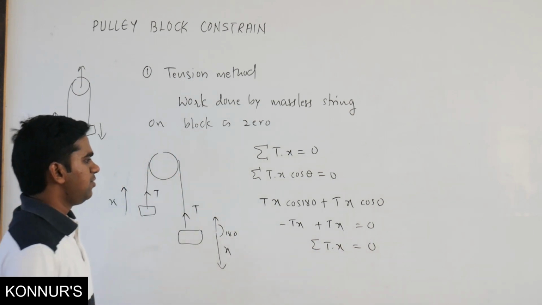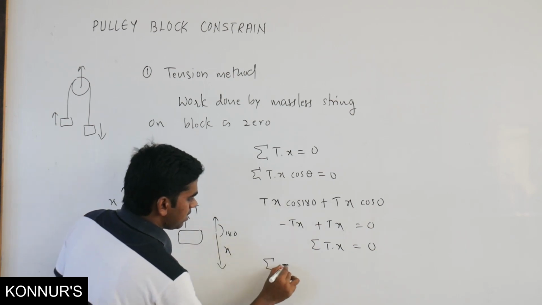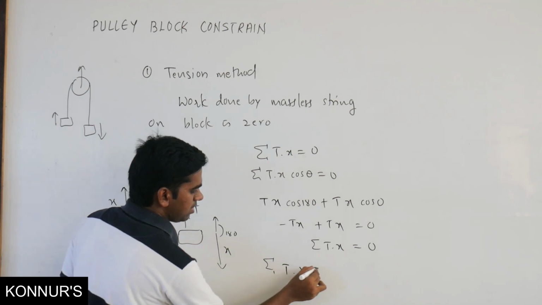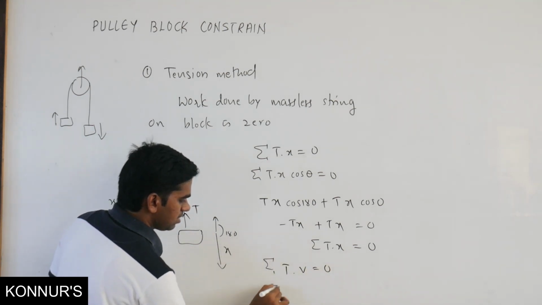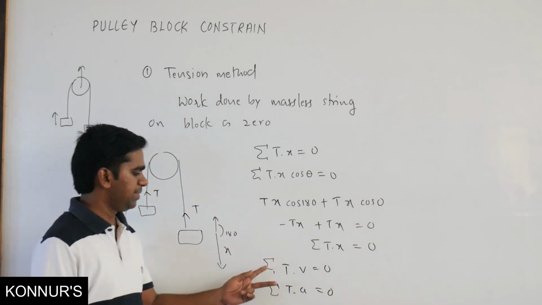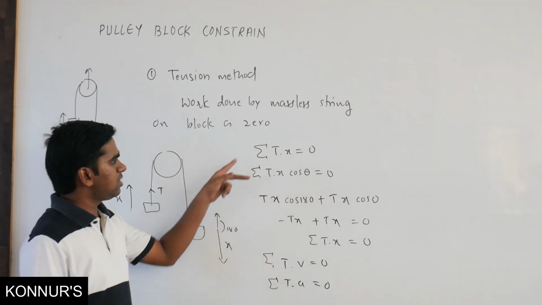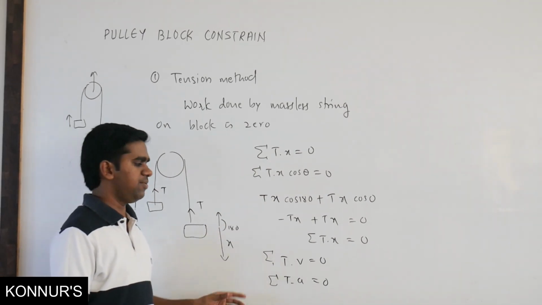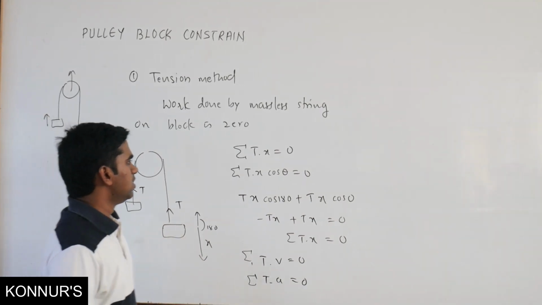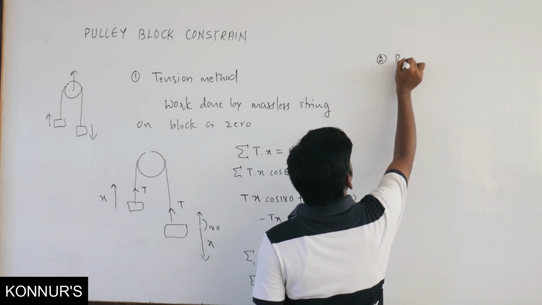That is why the summation of T dot x is 0. If you differentiate this, it will become T dot dx by dt, that is V, equals 0. If you differentiate once again, it will become T dot a is also equal to 0. So these are the methods which we can apply anywhere. A very helpful and easy method you can use. Or one more method is called the pulley method.